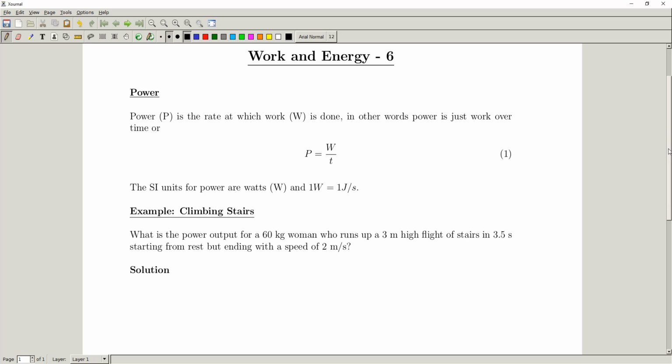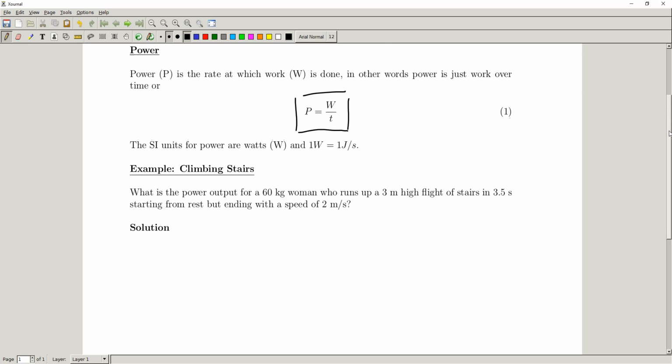Okay. So on to our last topic of work and energy here, and that is going to be power. So power is pretty simple. Power is just defined as the rate at which work is done. So in other words, power is just this equation that we see here. Power is just work over time. The SI units for power are watts, and 1 watt is 1 joule per second.